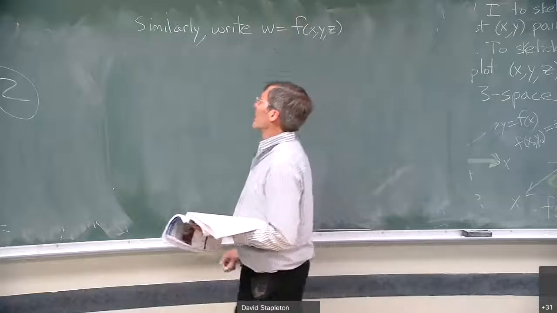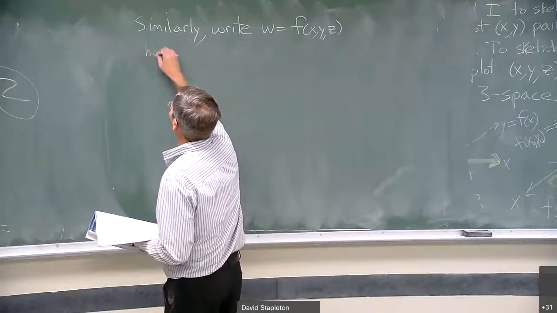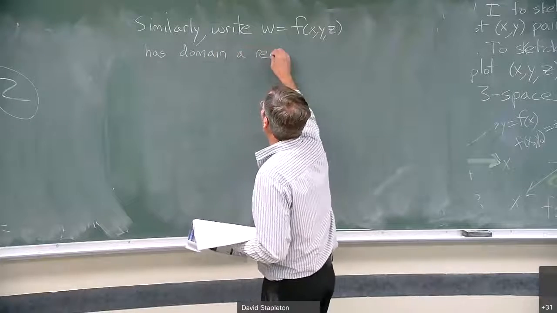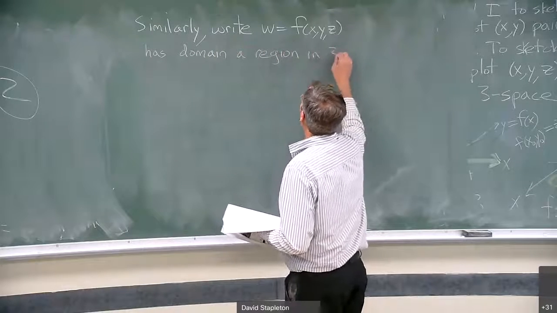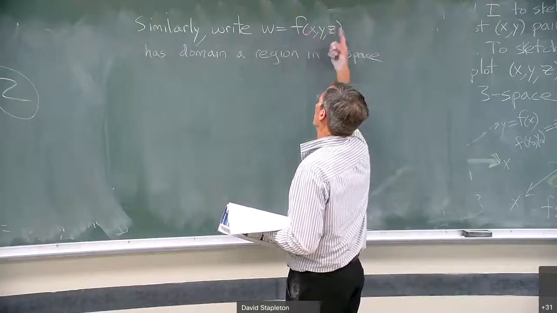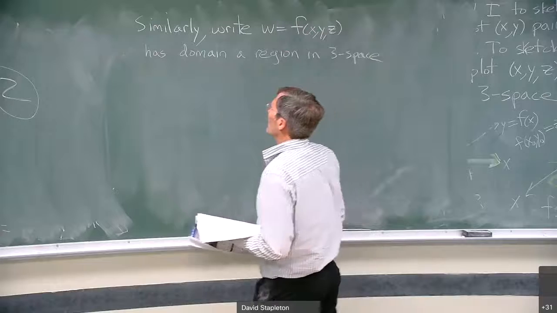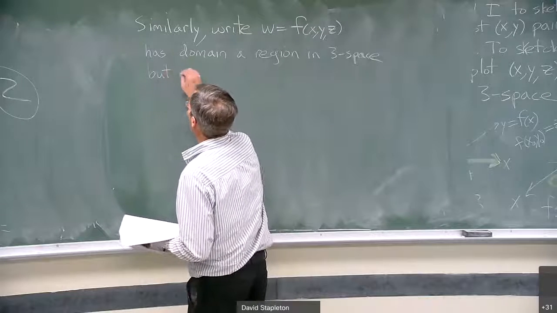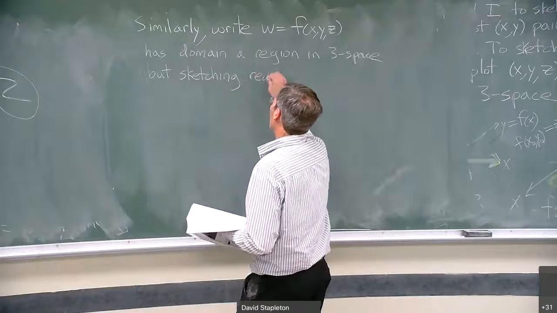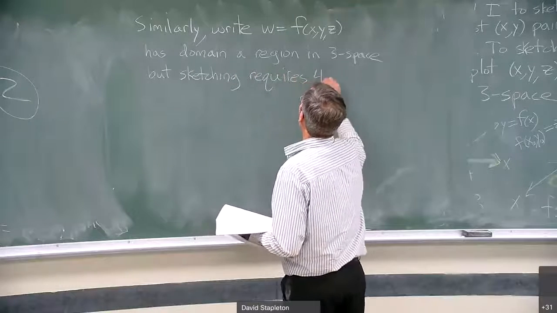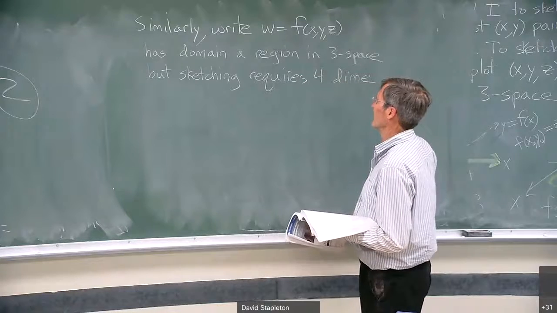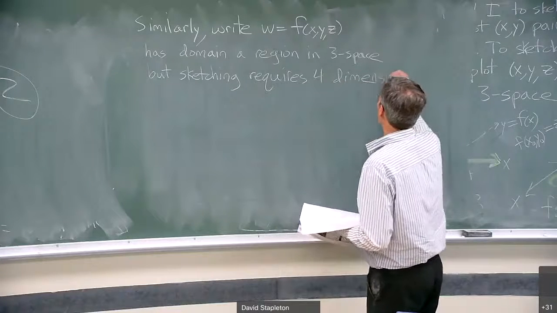Now, this has domain in 3 space, and range real numbers. Your idea is you put in 3 real numbers and you get out 1. But we don't tend to sketch it. Right? Sketching requires 4 dimensions, so we won't do that. There is actually a really neat video online on how to plot things in multiple dimensions, but it's not useful in practice. It's just sort of fun to watch.